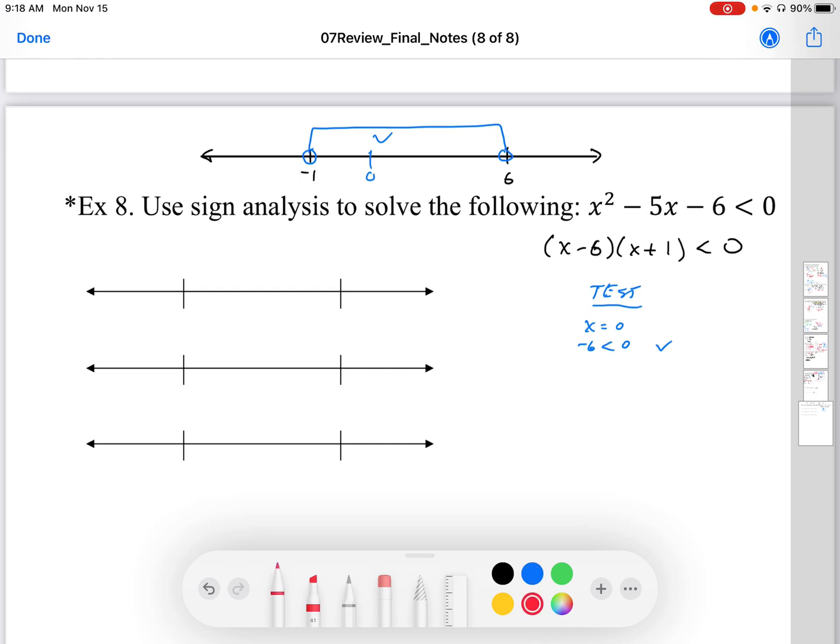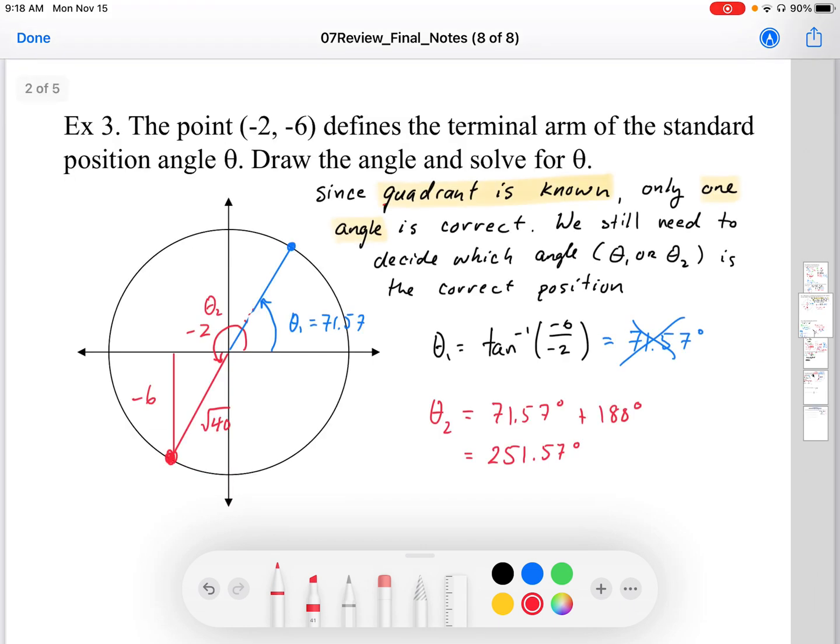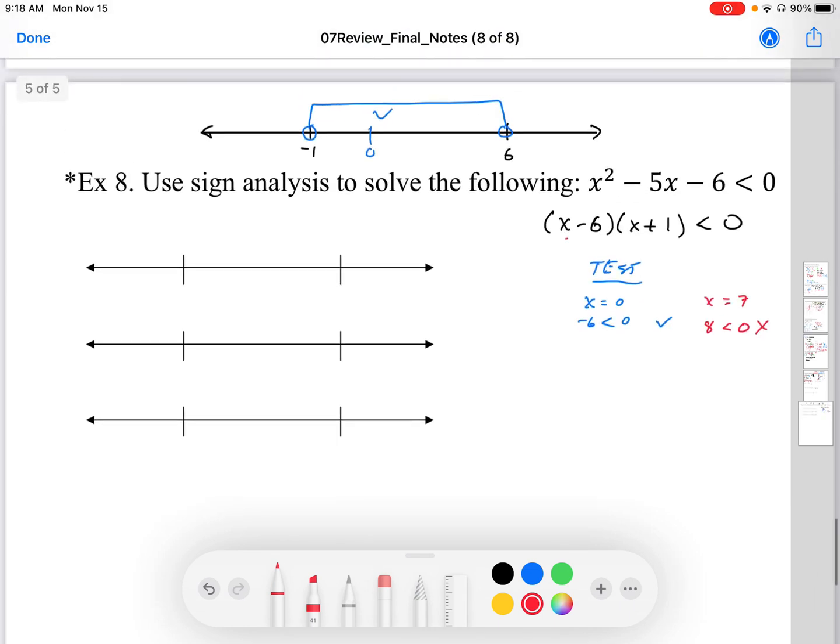Okay, I can also test values outside of that domain. So x equals 7. If I do that, I'm just going to plug it into the factored form. So here we get 1 times 8. So 1 times 8 is going to be 8 is less than 0. That fails my test. So this region out here at 8 is not a solution.